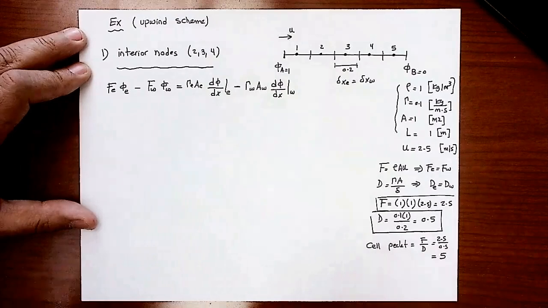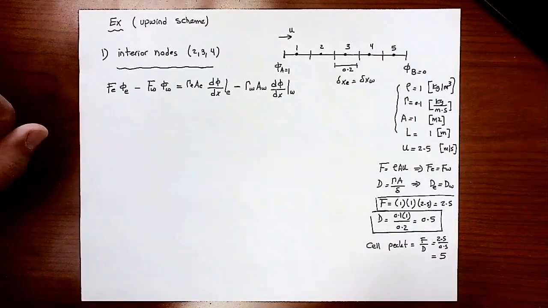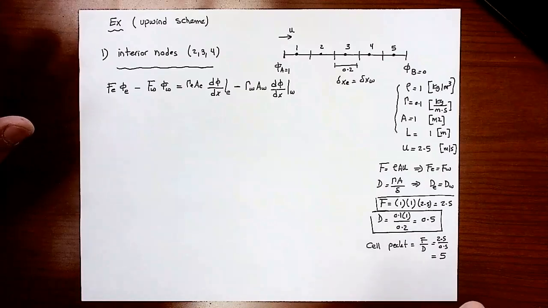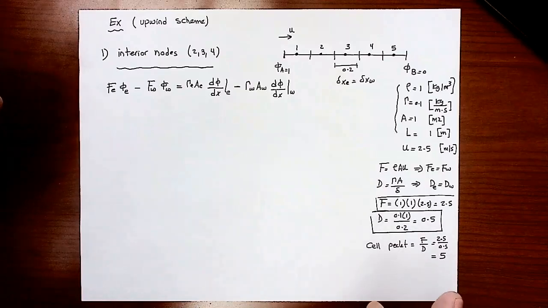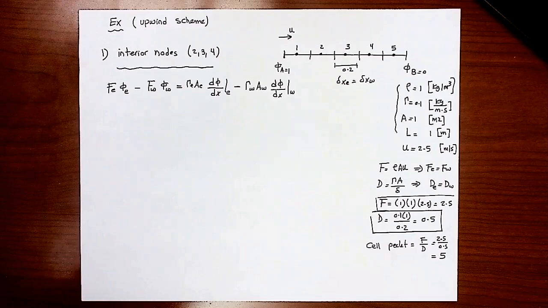So if I use the central differencing scheme, it is not recommended for this case because it's always for Peclet number less than 2. But when we used it, we got the diverging solution, right? So now I'm going to use the upwind scheme here.